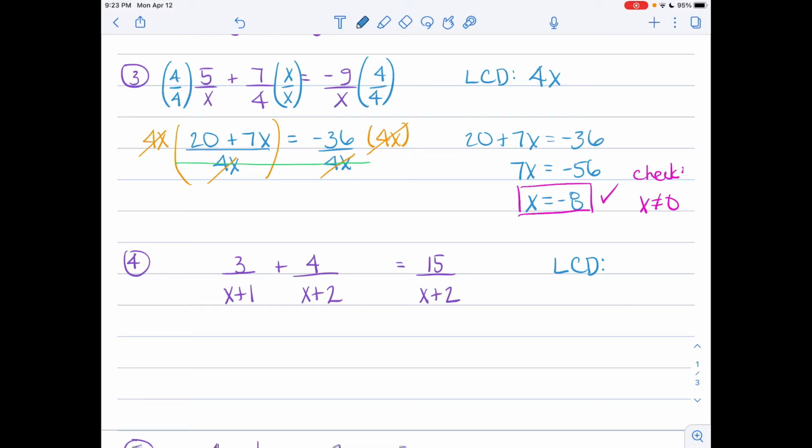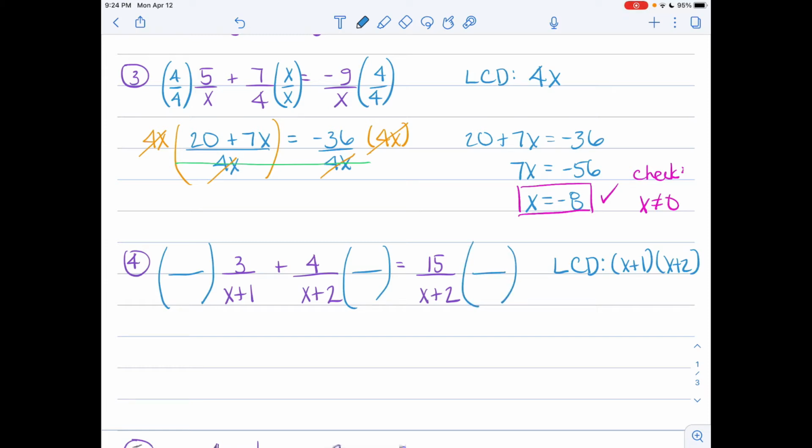So I need to account for everything. I have an x plus 1 in one of my denominators and an x plus 2 in another. I also have another x plus 2 here, but remember, if it's in separate denominators, we only have to count it once. So my LCD is x plus 1 times x plus 2. So I need to multiply each fraction by the part that it doesn't have in order to get my LCD.